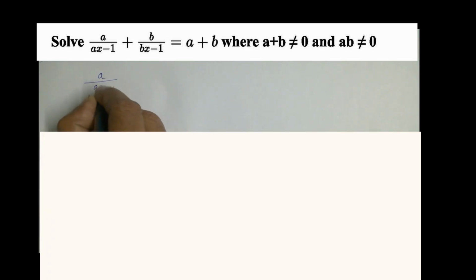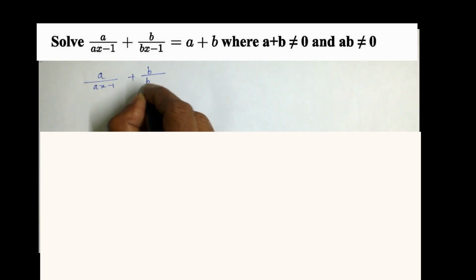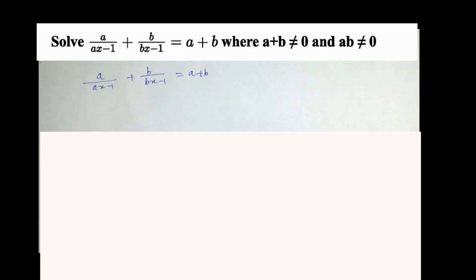a/(ax − 1) + b/(bx − 1) = a + b. Look at the equation. Here the variable x is in the denominator, here also in the denominator, and on the right hand side a plus b. So we have to reduce these in such a way that we get the solution for x. Now try to solve this.